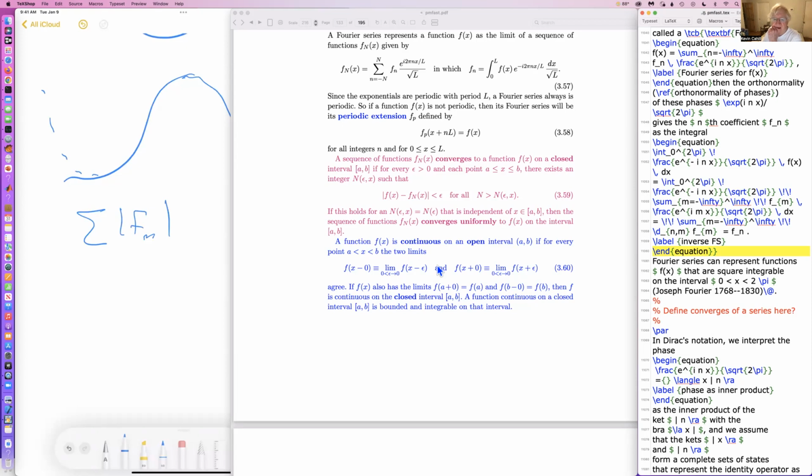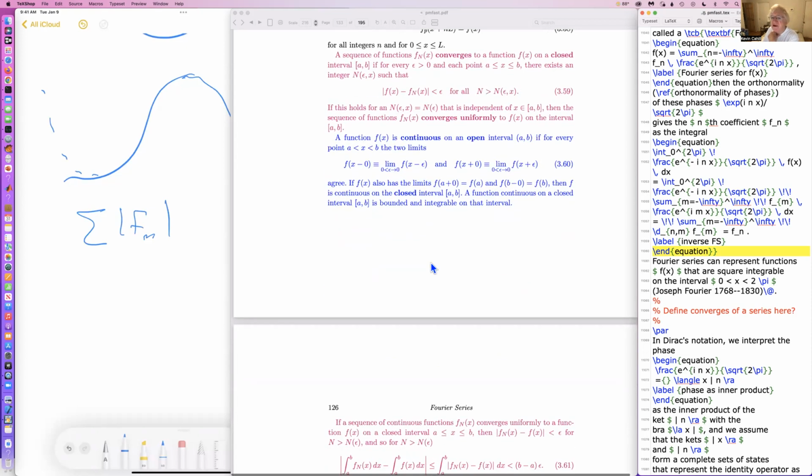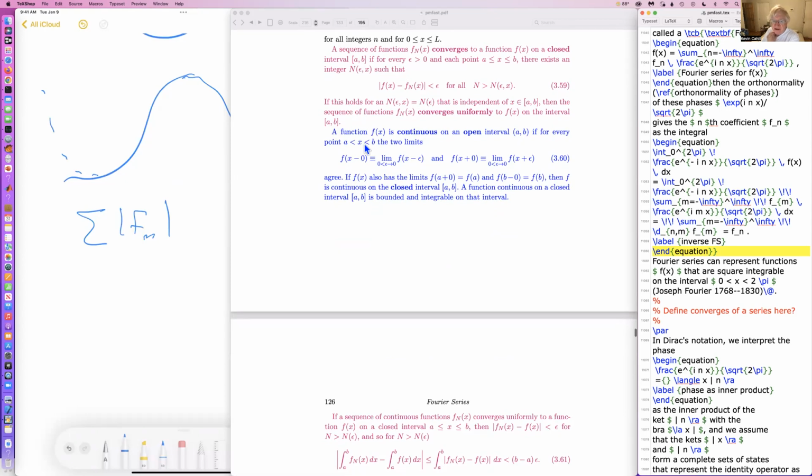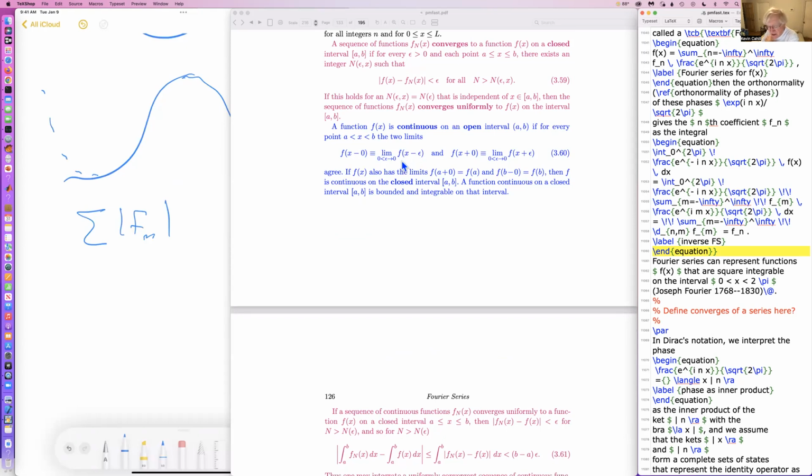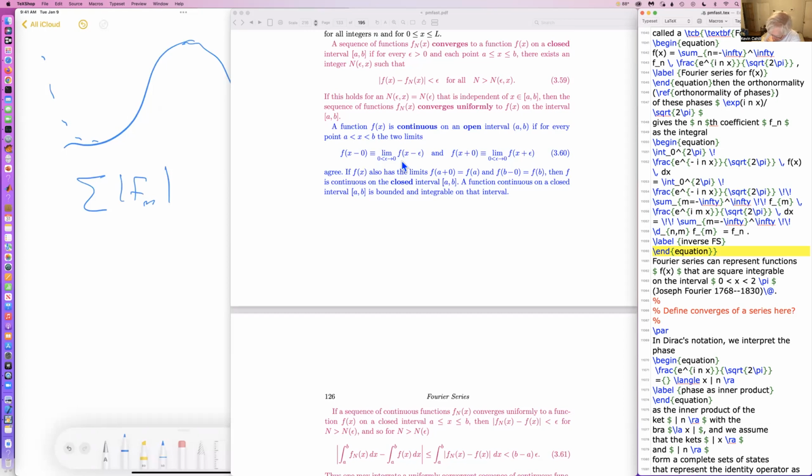So a function is continuous on an open interval if for every point in the interval the two limits coincide. So this is the limit of f of x minus epsilon as epsilon shrinks. So here's the point, here's f of x, which has this particular value. And then the idea is that as you approach from below, you get f of x. And as you approach from above, you also get f of x, and you get the same number.